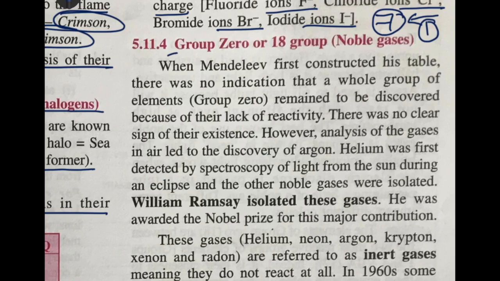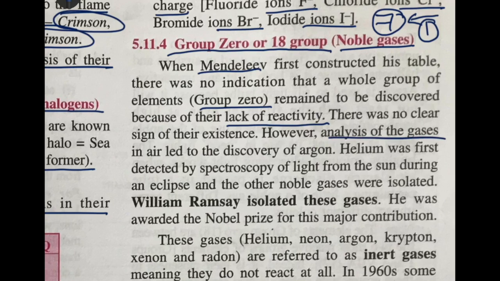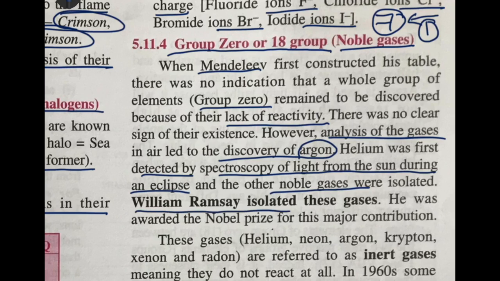So moving on to group 0 or group 18, that is the noble gases. Now when Mendeleev first made his table, group 0 was not discovered as yet. Why? Because they did not react. There was no reactivity, so it was not yet discovered. Analysis of the gases in air later led to the discovery of argon first. Helium was first detected by spectroscopy of light from the sun during an eclipse, and the other noble gases were isolated. It was William Ramsay who isolated these gases, and he was even given the Nobel Prize.